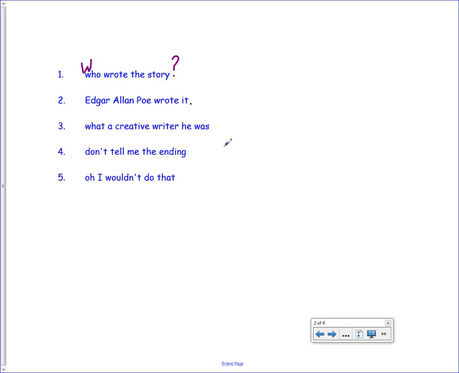"What a creative writer he was." What should be capitalized because it starts the sentence, and this is an example of a question word, "what," not asking a question. "What a creative writer he was," so that is an exclamation point. "Don't tell me the ending." Don't should be capitalized. That's an imperative sentence, so it gets a period. "O," capitalized, should have a comma. O is an interjection. "I wouldn't do that," period.